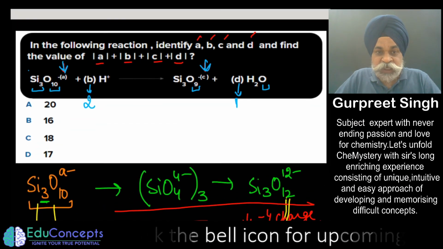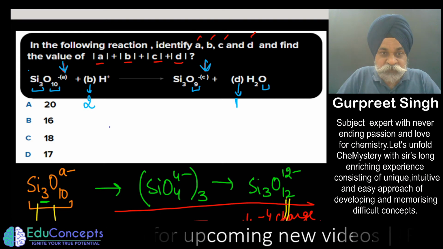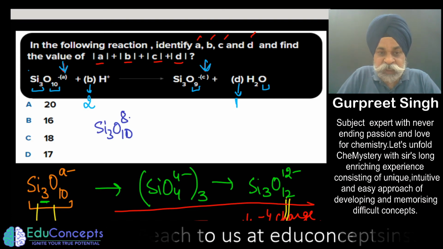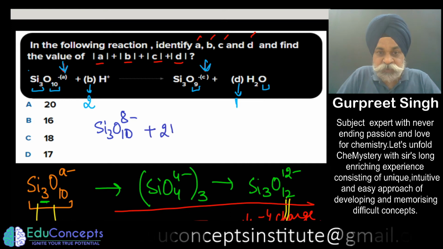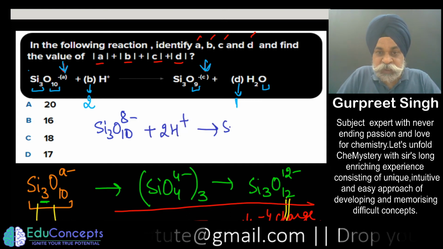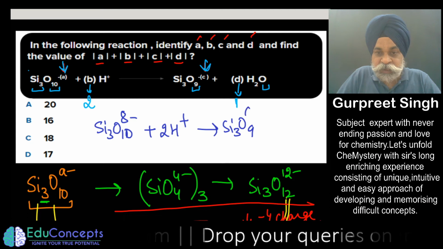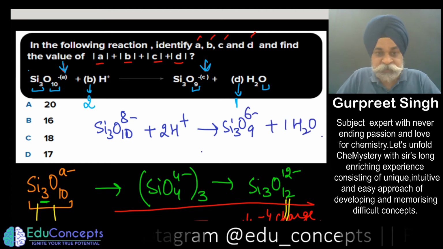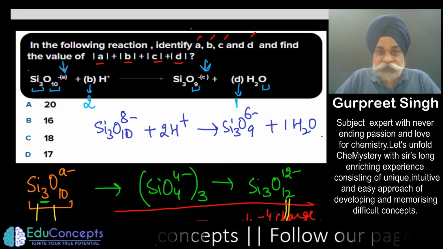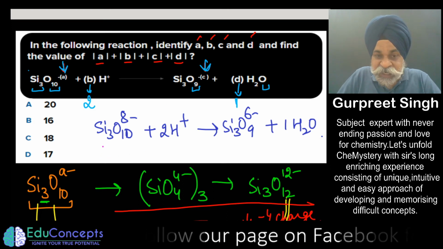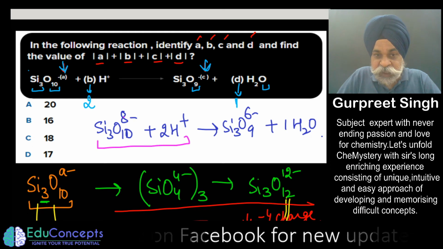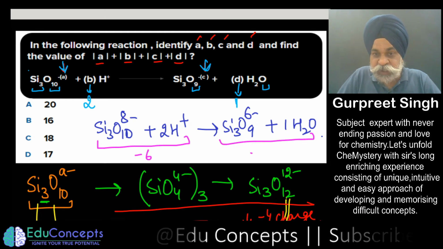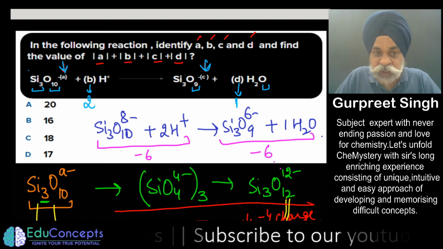So what we shall now write is Si3O10 with 8 negative plus 2H positive gives me Si3O9 6 negative plus 1 water. This is what we got. Now let us see whether it is okay. On the reactant side you have 8 negative, 2 positive, so minus 6. On the product side you also have minus 6. So it is perfectly balanced.